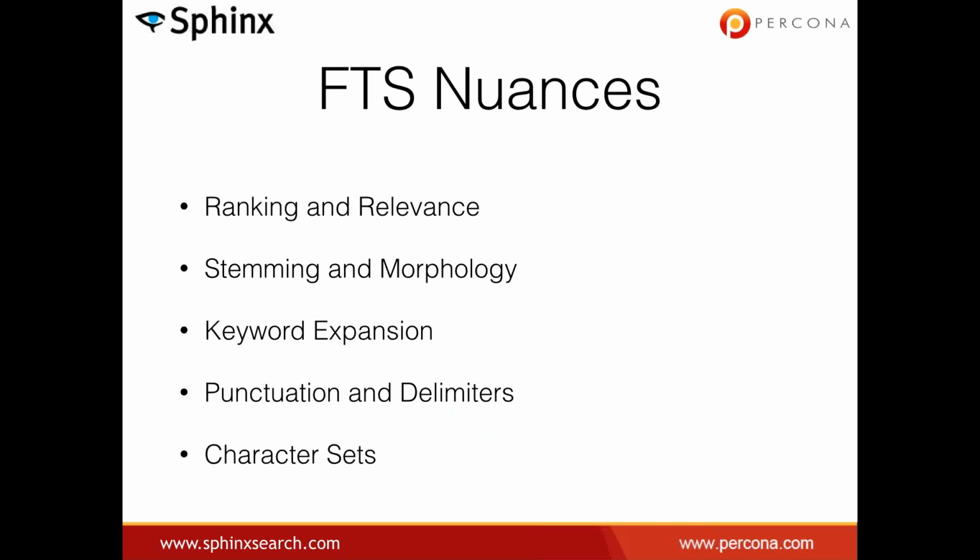Back in the day, having a distributed version of grep would have meant that you had the most powerful full-text search solution around. But that's not the case anymore. The world of search has become much more nuanced. And the increased complexity of full-text search over the years has come from a handful of very awesome components, and we'll talk about each of these by themselves and try to give both examples in MySQL and Sphinx. We'll start by talking about ranking and relevance, stemming and morphology, keyword expansion, punctuation and delimiters, and then character sets.